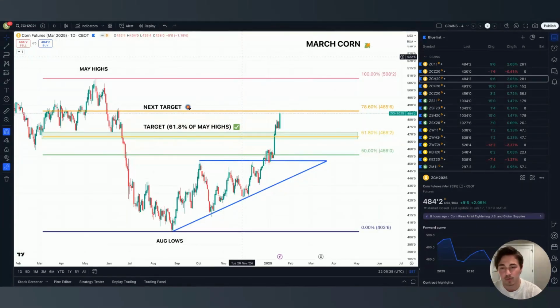Now the third reason why 485 was my next target is that it is 78.6% of our May highs. So we have our May highs up right here, our August lows down here. This 485 is 78.6% of that. So we broke the 50%. The next target was the 61.8% retracement, which is why 467 was our previous target before the USDA kind of shook things up and made the outlook more bullish. So next objective was 78.6, which is 485.